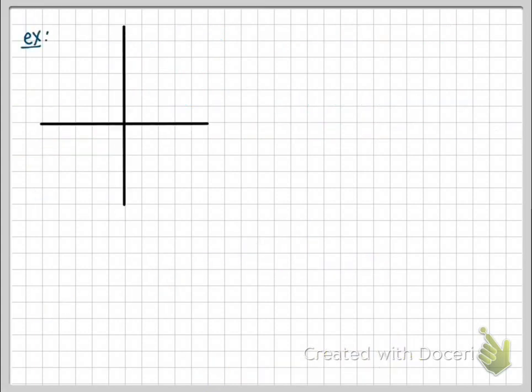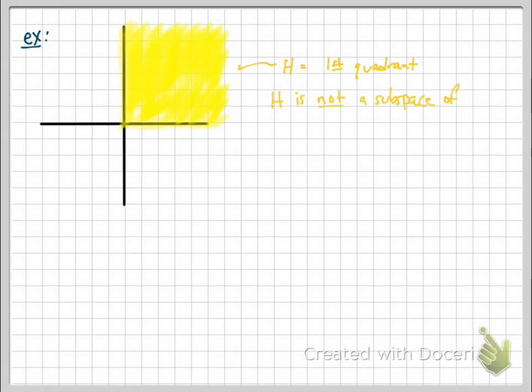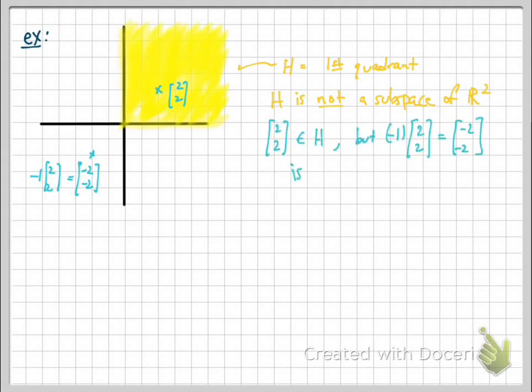Let's look at another example. Suppose we consider the first quadrant in R2. So H is shown here in yellow. I claim that H is not a subspace of R2. How can we see that? Well, the point (2, 2) is clearly in H, but if I scale or multiply that by -1, I get the point (-2, -2), which is not in H. And so therefore, this is not a subspace of R2.